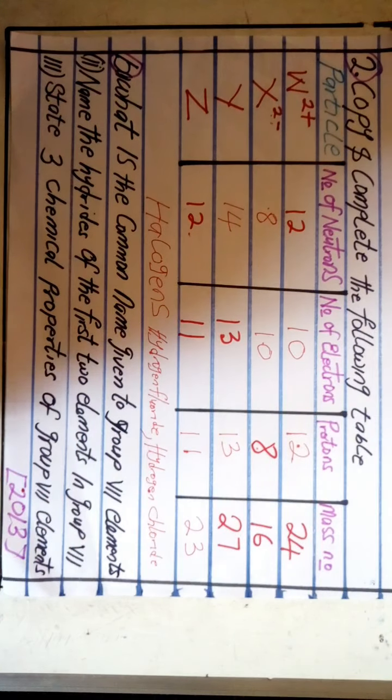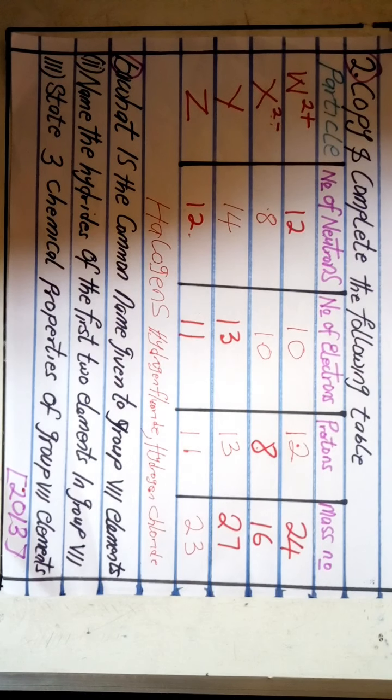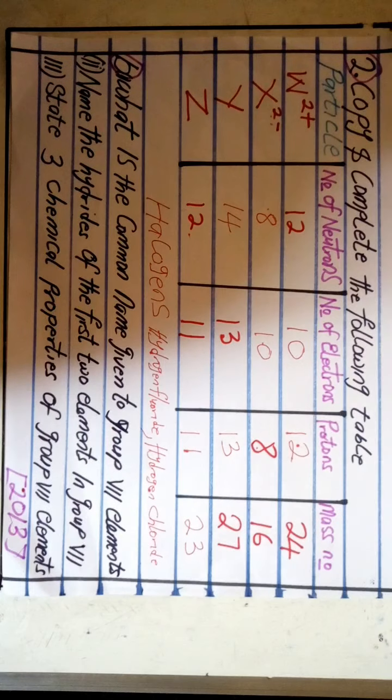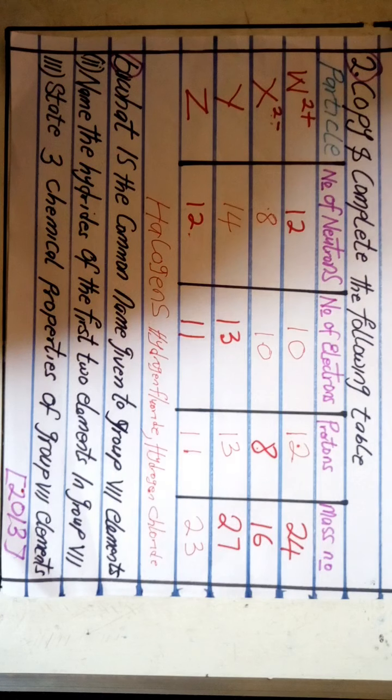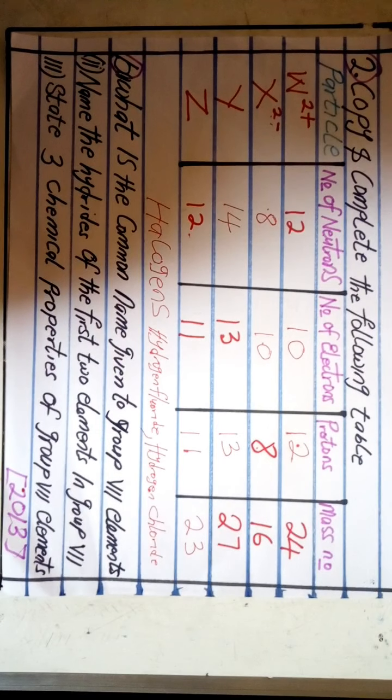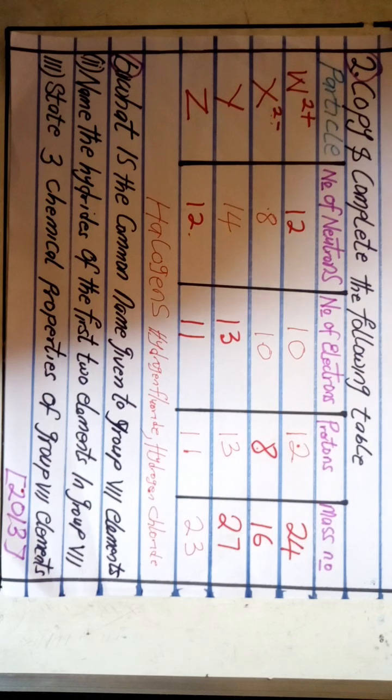Then state 3 chemical properties of group 7 elements. That is halogens. Well, there are different properties. One of them is that they are strong oxidizing agents. Another one is they are electronegative elements. They react with hydrogen to form hydrogen halides. They react with metals to form metal halides. So the other properties, you can also look through.